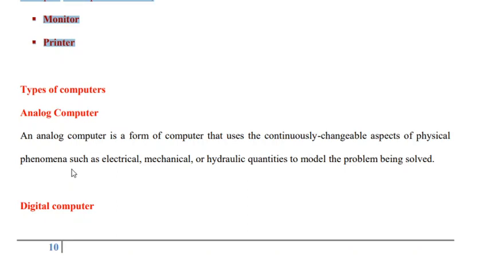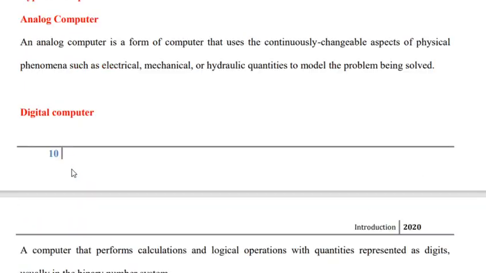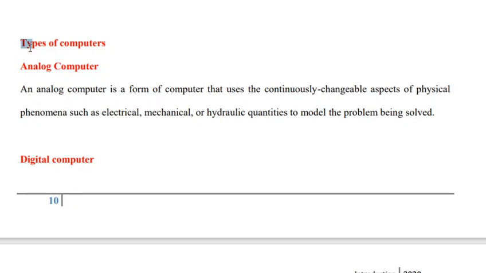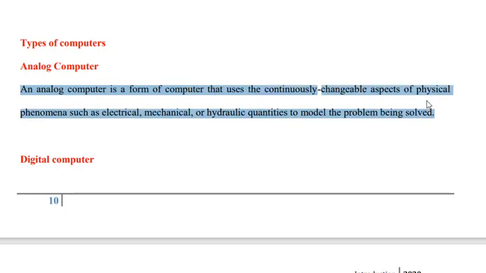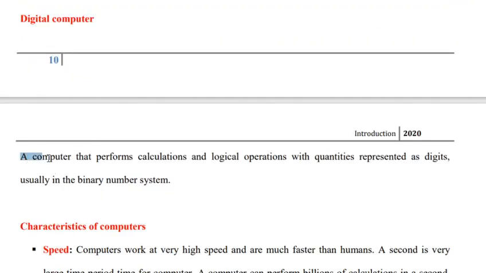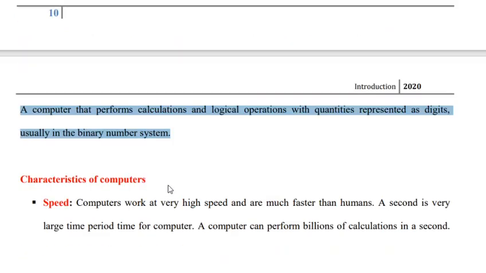Now we have different types of computers. We have analog computers and we have digital computers. So to discuss analog computer and digital computer in brief, an analog computer is a form of computer that uses continuously changing aspects of physical phenomena such as electrical, mechanical, or hydraulic quantities to model the problem being solved. Whereas in case of a digital computer, it is a computer that performs calculation and logical operation with quantities represented as digits, usually in the form of a binary number system. So that's the identifiable difference between an analog computer and a digital computer.